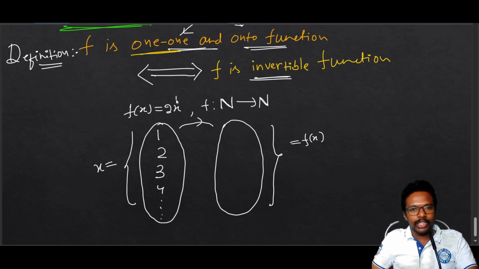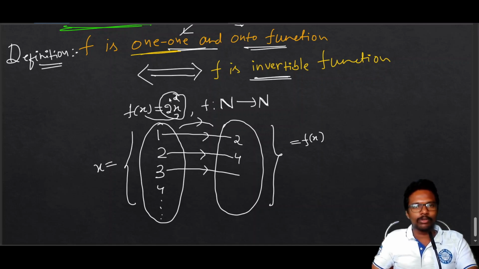So if I substitute 1 in the place of x, 2 times 1 becomes 2. So 1 maps to 2. If I substitute 2, 2 times 2 is 4, so 2 maps to 4. Similarly, if I substitute 3 in the place of x, 2x is going to make it twice. Whatever number you input, it is going to double it. So 3 becomes 6, and similarly 4 becomes 8.